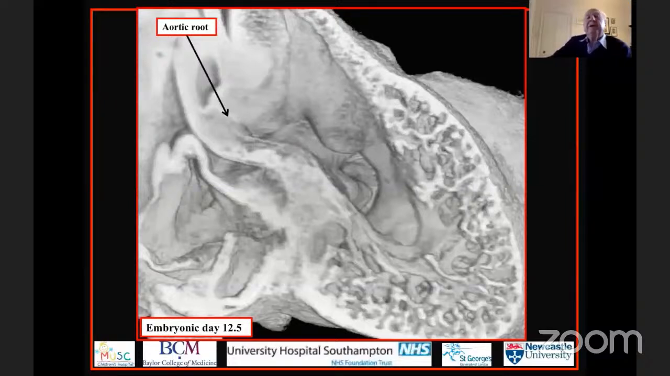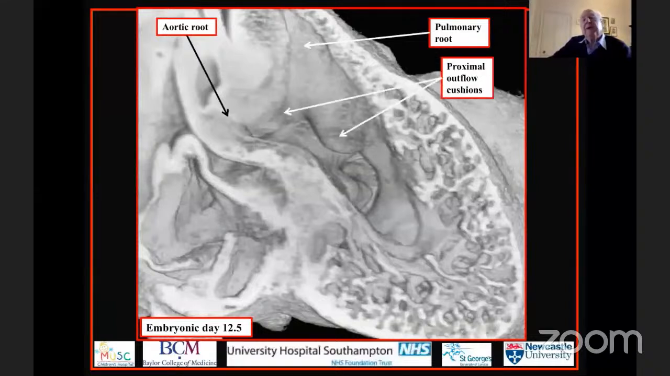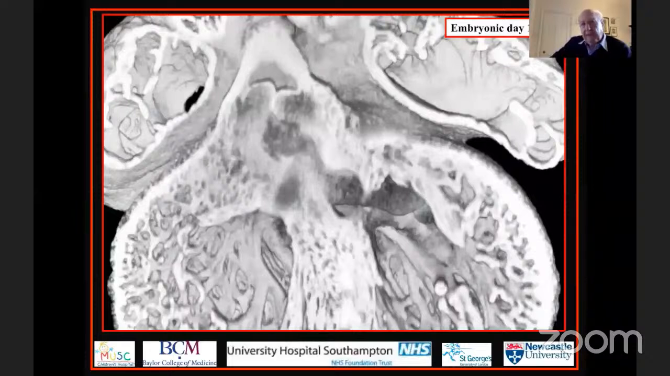Because there is the aortic root. It is positioned above the cavity, the right ventricle. It's separated from the pulmonary root by the fusion of the distal cushions. But there you see the proximal cushions. And as yet, the proximal cushions have not fused together. They are going to fuse, however, and they are going to build a shelf in the roof of the right ventricle so as to commit the aortic root through the interventricular communication to the left ventricle.